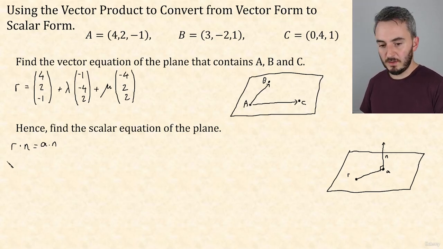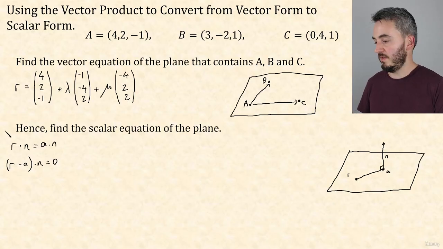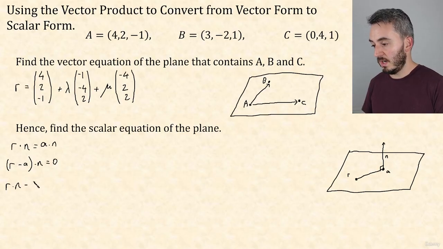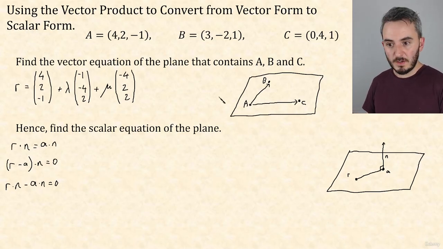What does that look like? That looks like the vector from A to R, that's R minus A, dotted with n is 0. And it's 0 because it's perpendicular. And really, this version above is just the expansion, because if we expand this, we get R dot n minus A dot n equals 0, and hence this. So this is the form we're aiming for, where A dot n is just going to be a number.